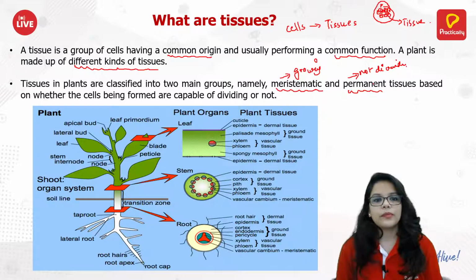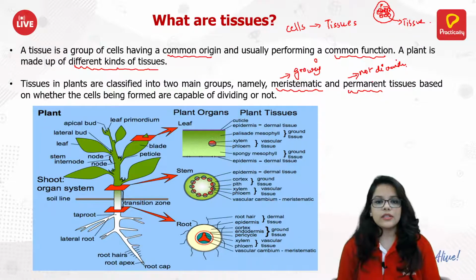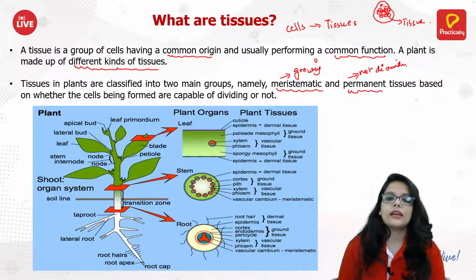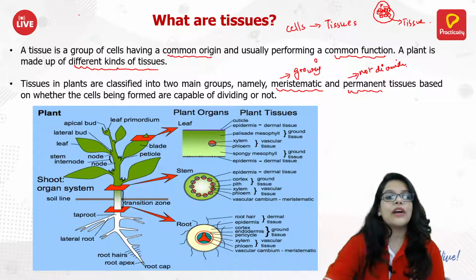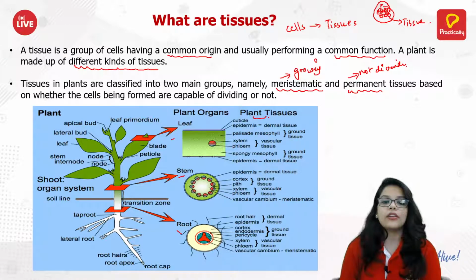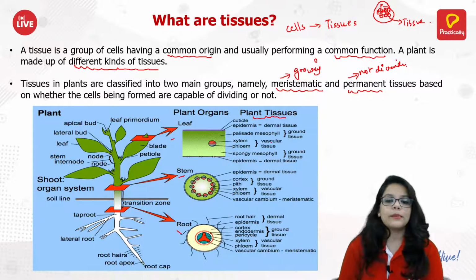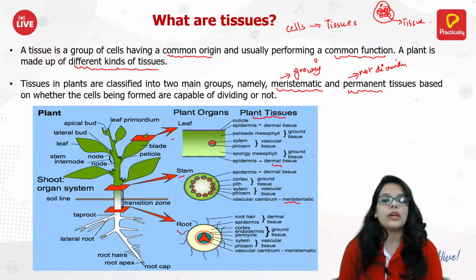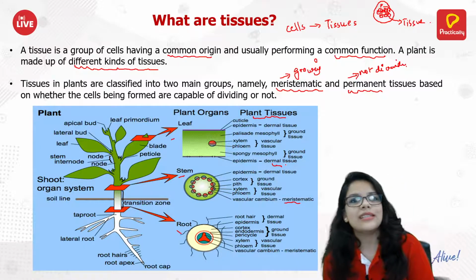So these are the permanent tissues. And as you can see in this diagram, plant tissues are there. We have learned about the different parts of plants: the leaves, the stem, the roots. Now these leaves, stem and roots are made up of different kinds of plant tissues. There's xylem and phloem, there is vascular tissue, cambium, meristematic, dermal tissue. So many things are there. So today we're going to learn about these tissues.